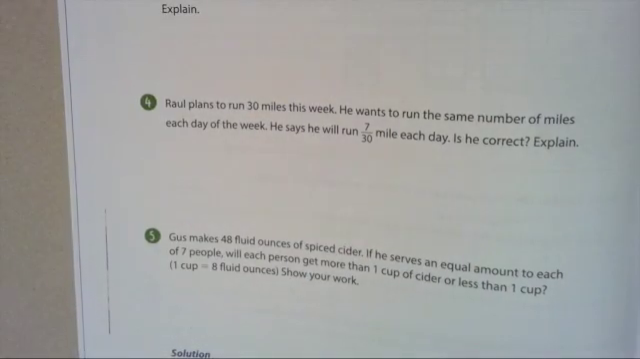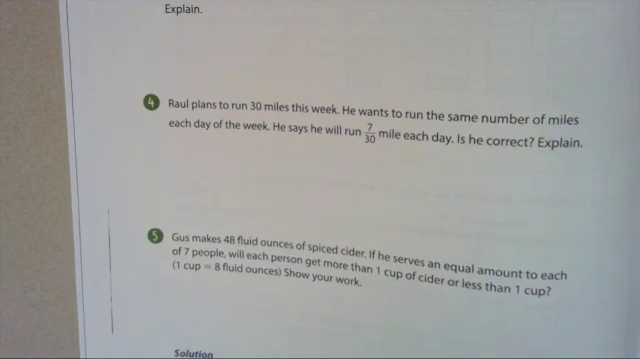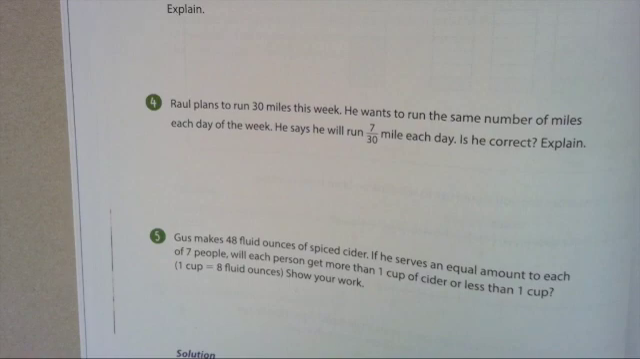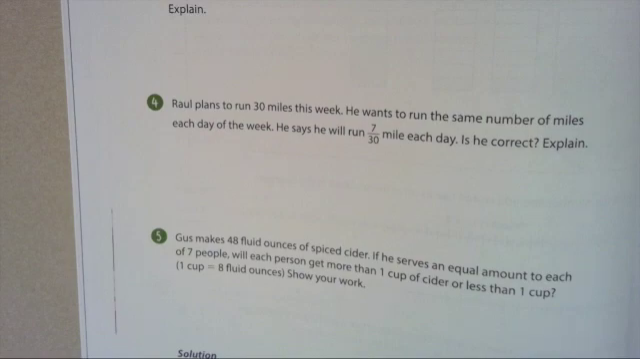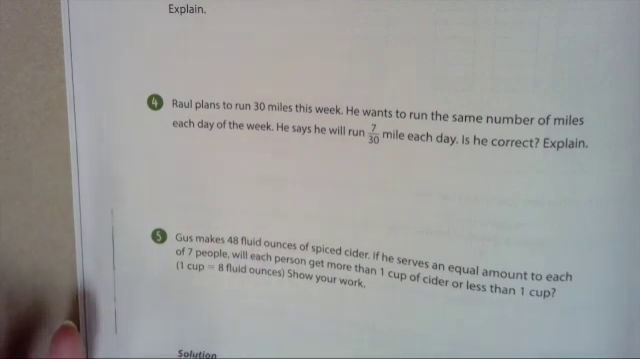Number 5 on that page, Gus makes 48 fluid ounces of spiced cider. If he serves an equal amount to each of 7 people, will each person get more than 1 cup of cider or less than 1 cup of cider? And it tells us that 1 cup equals 8 fluid ounces. So this is a 2-step problem. First, we need to find out how many ounces each person is going to get. And then we're going to decide if that's more or less than a cup.